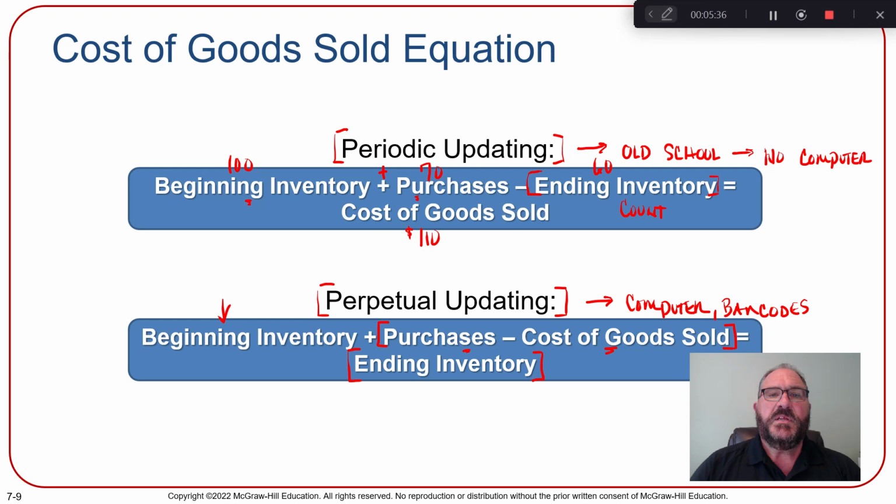Okay. Now, cost of goods sold equation. So we talked a little bit more about periodic updating versus perpetual. Now, truthfully, everybody does perpetual these days, okay? But basically, the equations are simple, right? So it's like this. You have your beginning inventory plus your purchases minus your cost of goods sold equals your ending inventory. And by the way, this is perpetual.